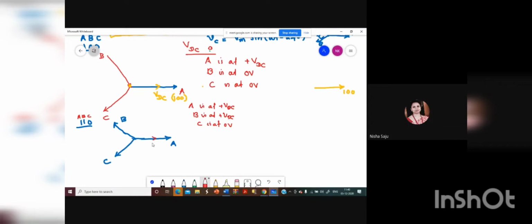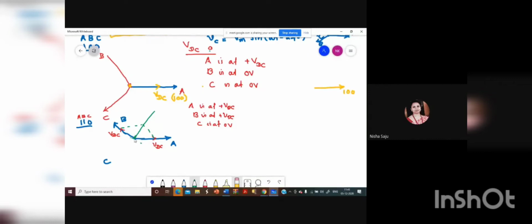Okay, I am marking it here. So this is plus VDC level, and B is also at plus VDC level. Then you have to take the resultant corresponding to this one. If you are taking the resultant corresponding to these two, definitely you will get a resultant that passes through the origin like this, because it will be just the inverse of the C phase.